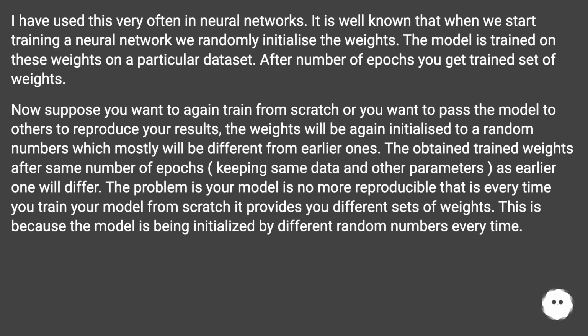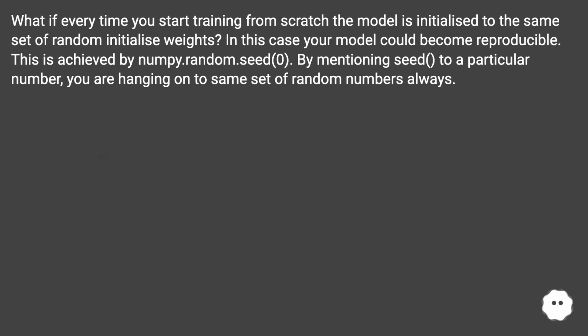The obtained trained weights after the same number of epochs, keeping the same data and other parameters as earlier, will differ. The problem is your model is no longer reproducible, that is, every time you train your model from scratch it provides you different sets of weights. This is because the model is being initialized by different random numbers every time. What if every time you start training from scratch the model is initialized to the same set of randomly initialized weights? In this case your model could become reproducible. This is achieved by numpy.random.seed(0). By mentioning the seed as a particular number, you are hanging on to the same set of random numbers always.